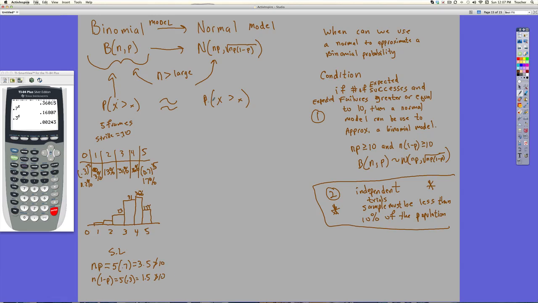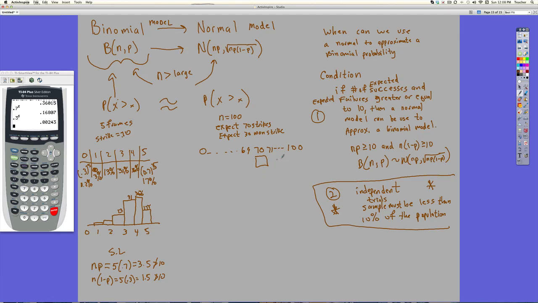But what happens here is, if we did 100 frames, we would expect 70 strikes and we would expect 30 non-strikes. So now my distribution doesn't go from 0 to 5, it goes from 0 to 100. Here's the 70, 71, and here's 69. So this is going to be the highest percentage right here.